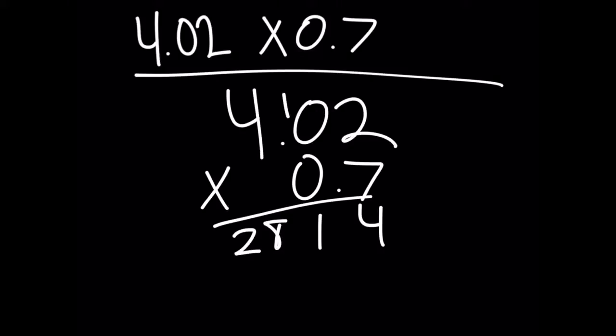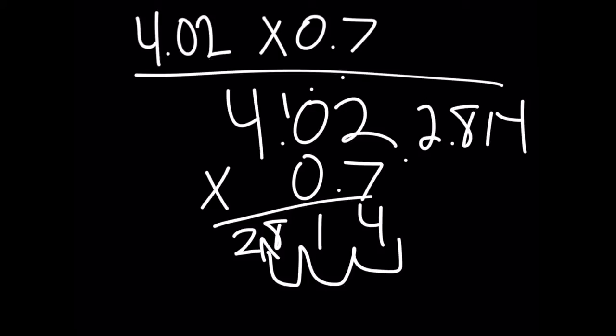So that's what it's supposed to look like. And then there's 3 numbers after the decimal, so you jump 3 times. 1, 2, 3. That's where you put your decimal, so the answer should look like this. 2.814, and that is your answer.